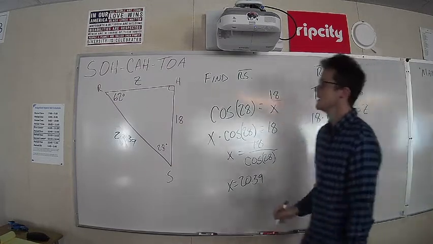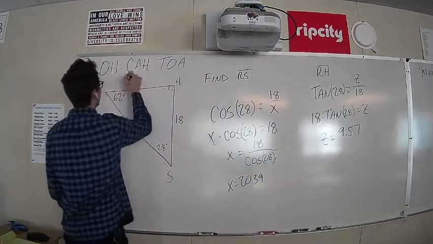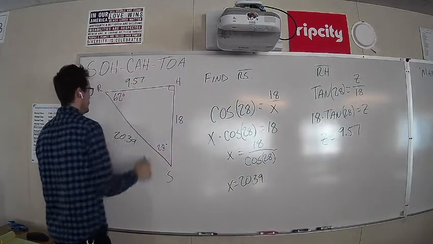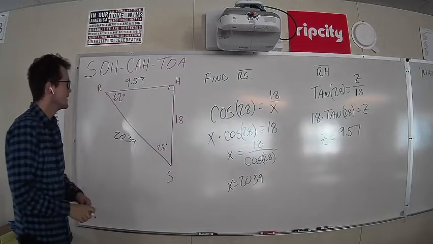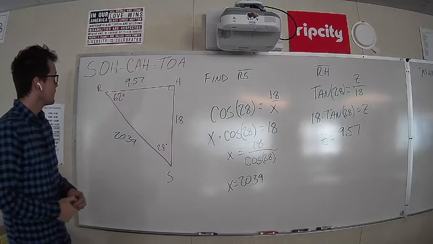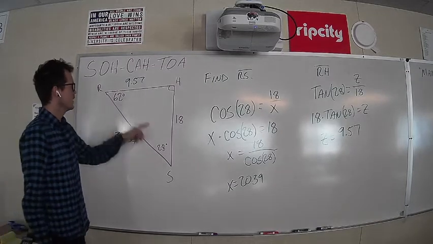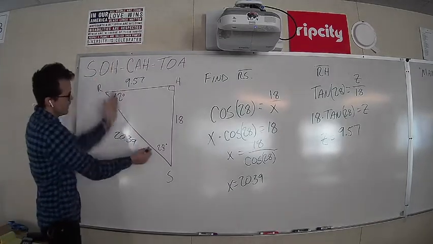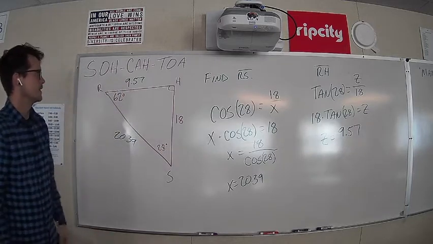9.57. So this length up here is now 9.57. Less than the hypotenuse, so it makes sense. Clearly, I didn't draw this according to scale, but it seems to make sense. This angle measure is 28 degrees, this one's 62, so this one's open much wider, this should be narrower, this side's going to be shorter.